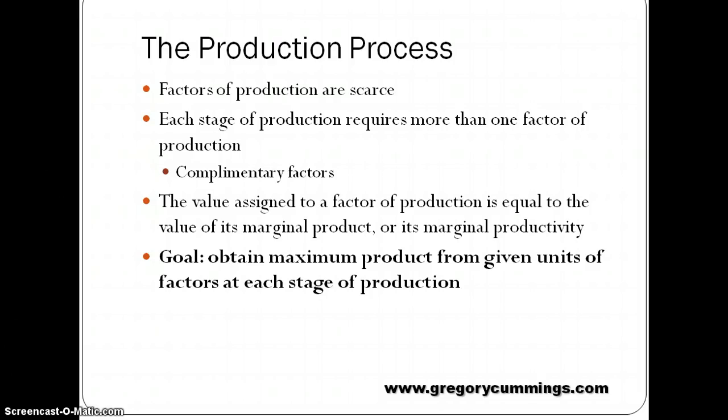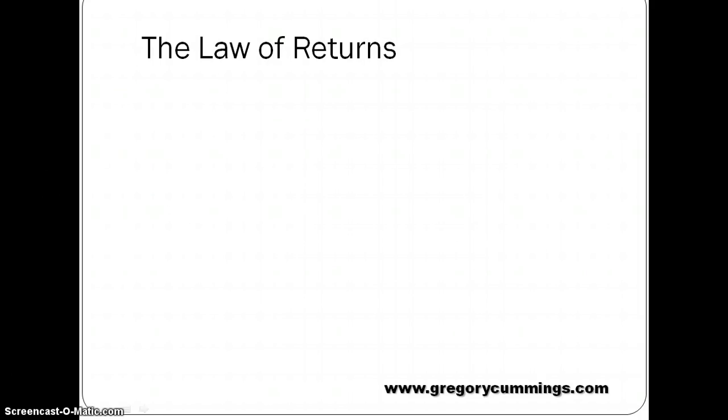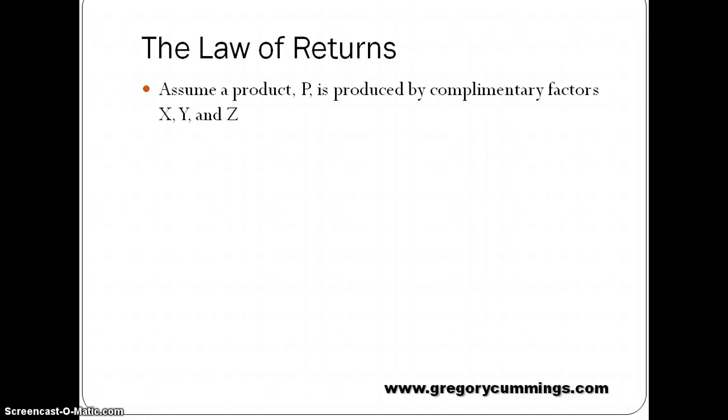Because individuals wish to attain as many ends as possible as quickly as possible, our goal with regard to production will be to obtain the maximum product possible given the units of the factors at each stage of production. With this in mind, we may define the law of returns. Assume a product P is produced by complementary factors X, Y, and Z.